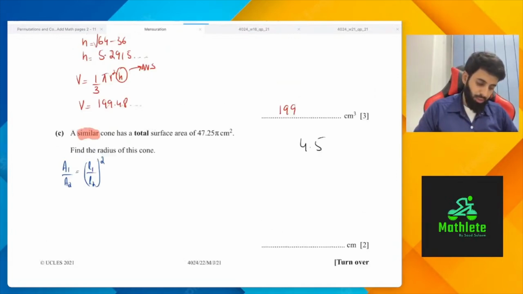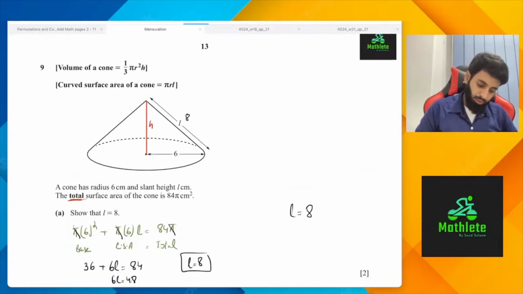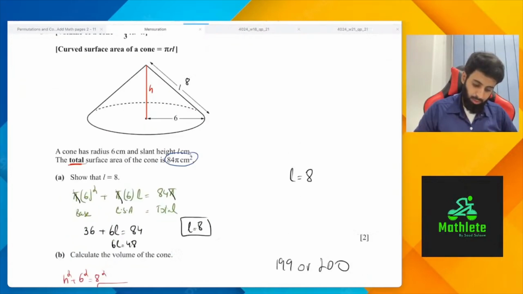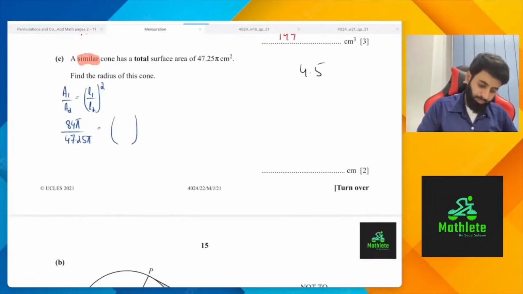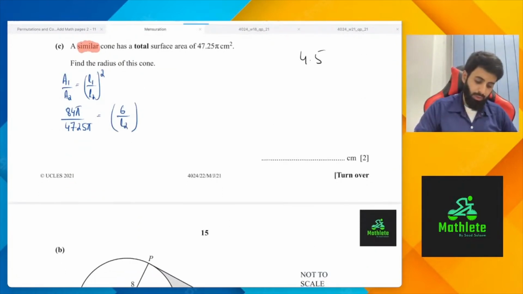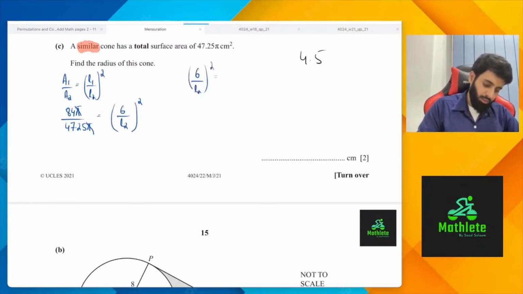Now let's take A1 and L1 for this cone. The total surface area of this cone is 84 pi. The total surface area of the cone that's similar to it is 47.25 pi. The radius of this cone is 6. The radius of the other cone, let's just leave it at L2. And don't forget to square it. First, let's cross out the pi's. Now let's do 84 divided by 47.25. So we're looking at 6 upon L2 whole squared is equal to 16 upon 9.